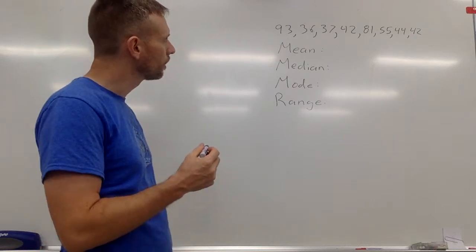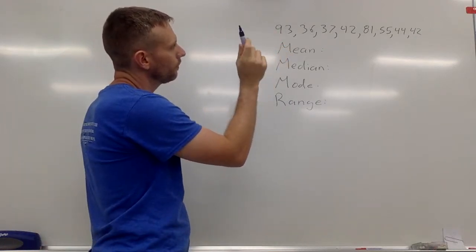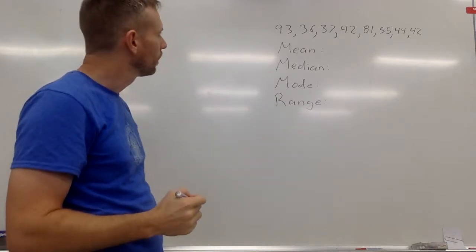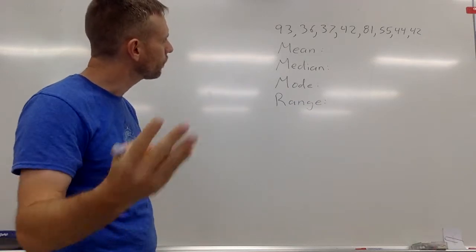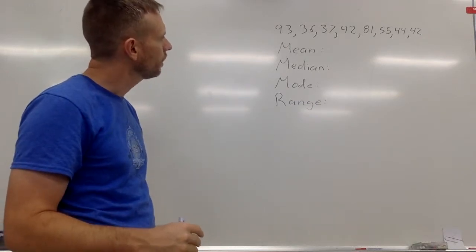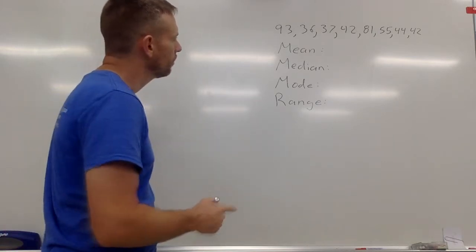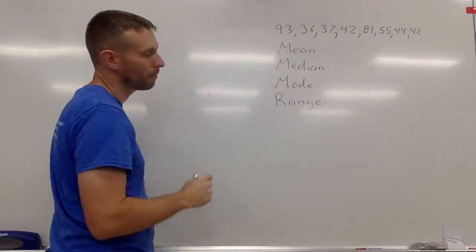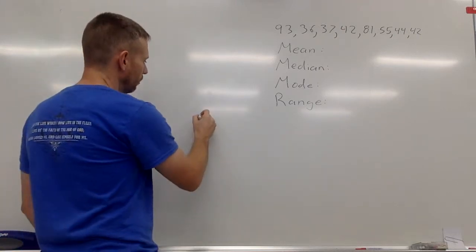Okay, so let's go through this data set and I'll just use it as an example. We have the numbers 93, 36, 37, 42, 81, 55, 44, and 42. In order to get the mean, let's first order these numbers from least to greatest, I think that would be easier. I'm going to list them as I see them and cross them off so I know that I don't count the same one twice and I don't miss any.